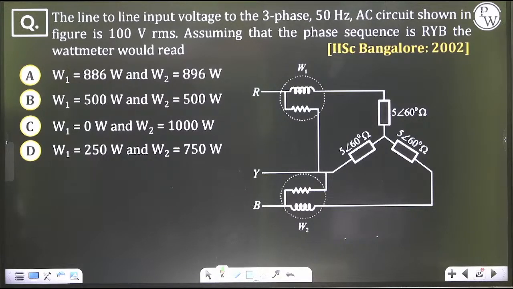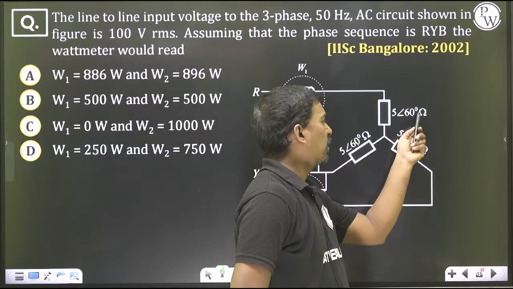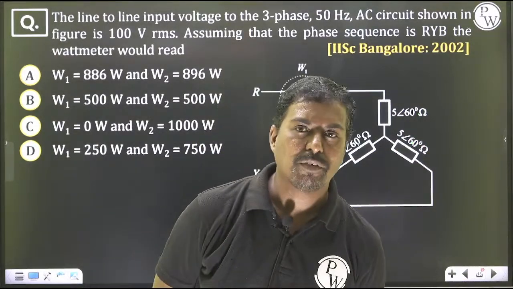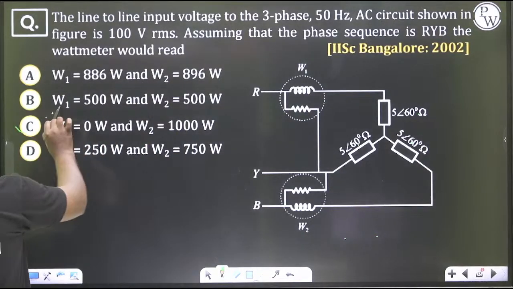So how to do this? Directly we can say the power factor angle is 60 degrees. So one of the wattmeter readings must be 0 here. One method is to directly tell that the power factor angle is 60, so cos 60 is 1 by 2, 0.5. For 0.5 power factor, one of the wattmeter readings must be 0. So directly we can go for option C.